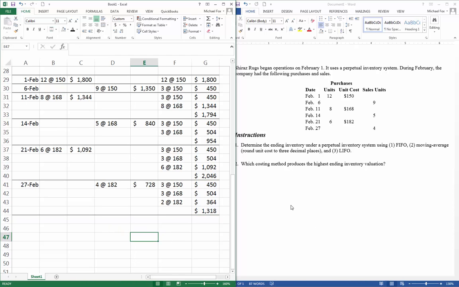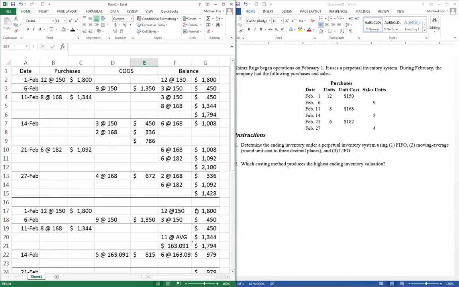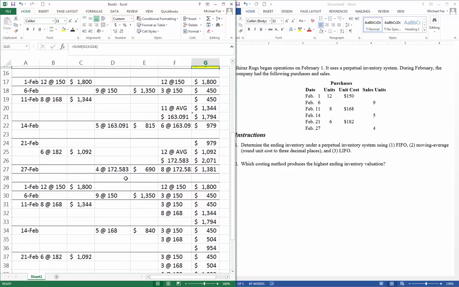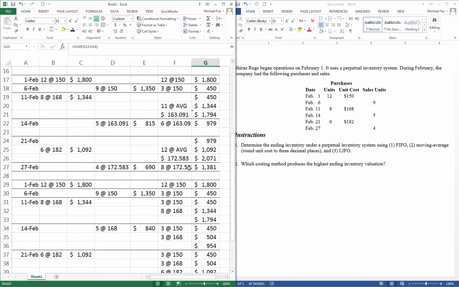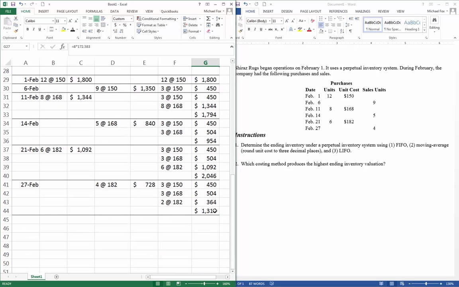And that's it. Like I said, the last question, which costing method produces the higher ending inventory valuation? Well, we can look. So there's first in, first out. Gives us an ending inventory of 1428. The average will give us an ending inventory of 1381. And last in, first out will give us an ending inventory of 1318.